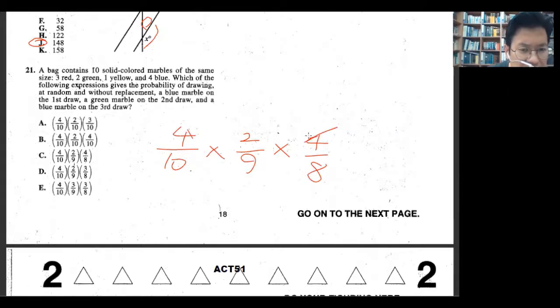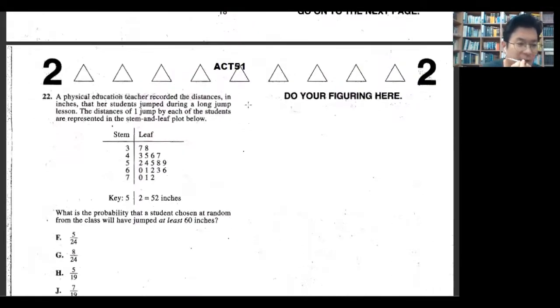Oh, no, not 4. It's 3, because we drew blue first here. Yeah, I tried to trick you with that. D.